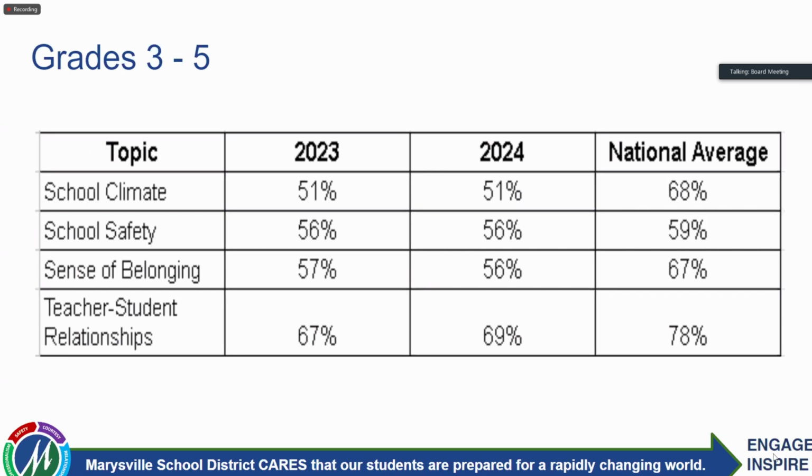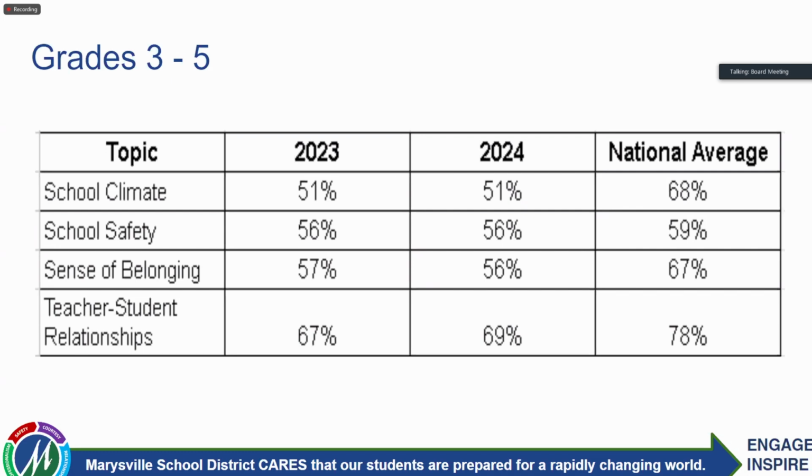The students in grades 3 through 5 answered this in 2023 and 2024 with exactly the same percentage rate, 51%. And I added a column for the national average so that you would know what the national average was compared to our district. So the national average was 68% for this question. School safety, we stayed exactly the same for those 2 springs as well, and the national average is 59%. For a sense of belonging, in 2023 it was 57%. In 2024, it was 56%. And the national average is 67%.